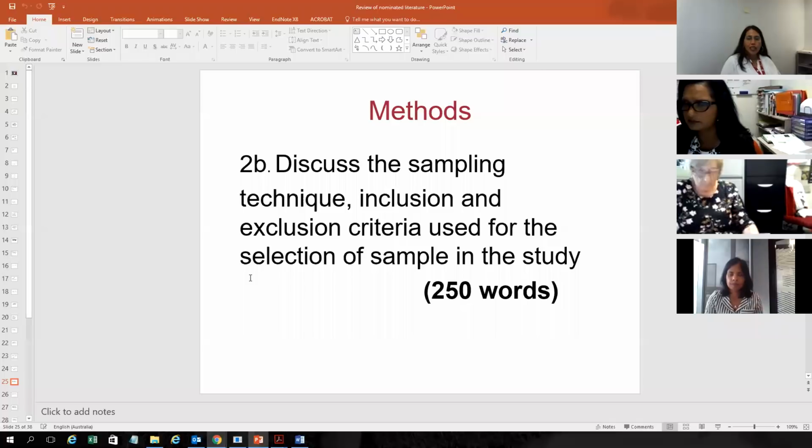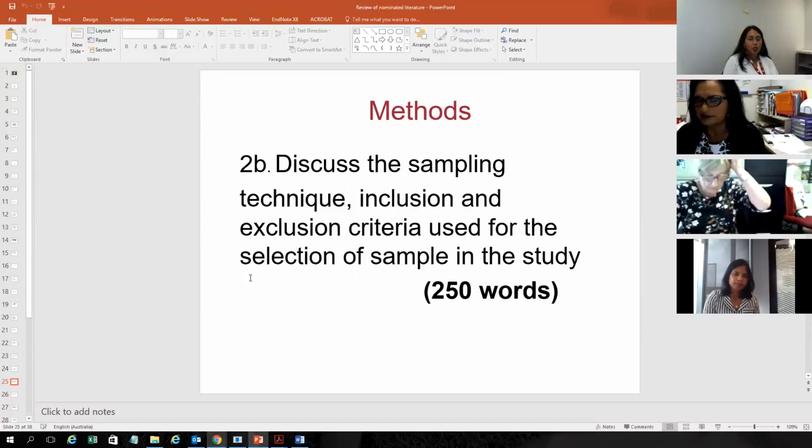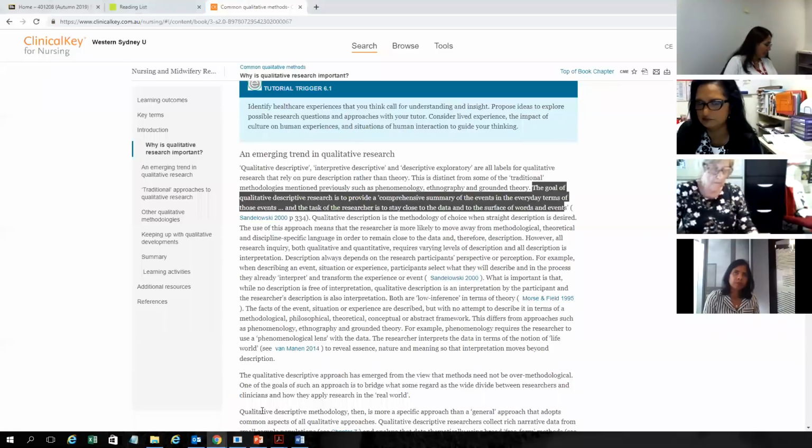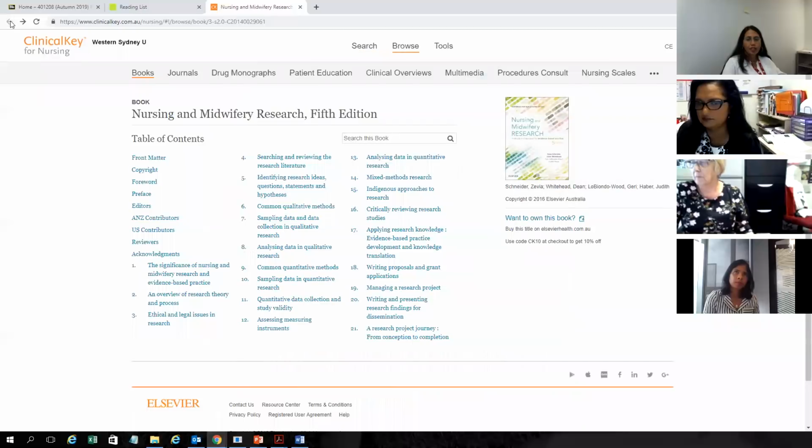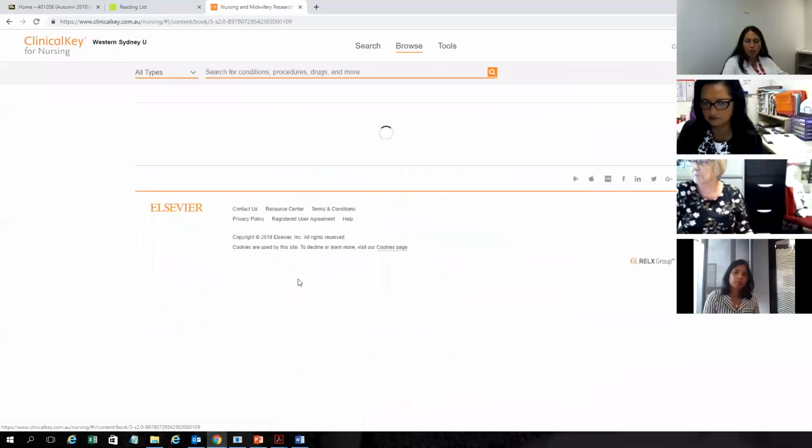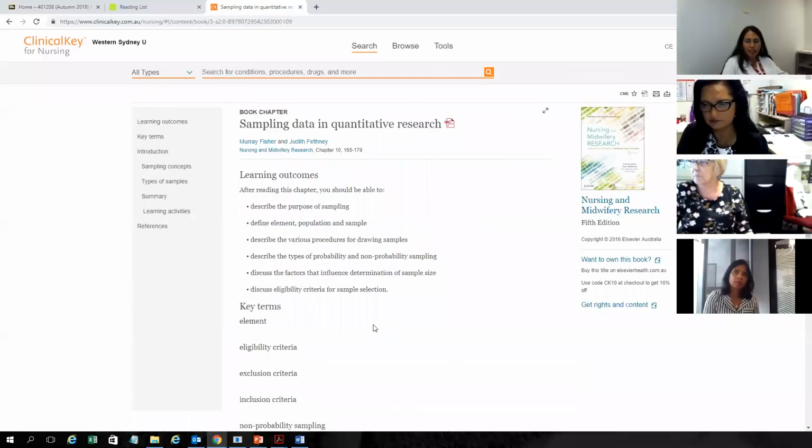Moving on, discuss the methods. So, discuss the sampling technique, inclusion and exclusion criteria used for the selection of sample in the study. So, let's go to your view site, and I'm taking you to chapter 10 now. So let's take a look at some sampling techniques. Sampling data in quantitative research, chapter 10.